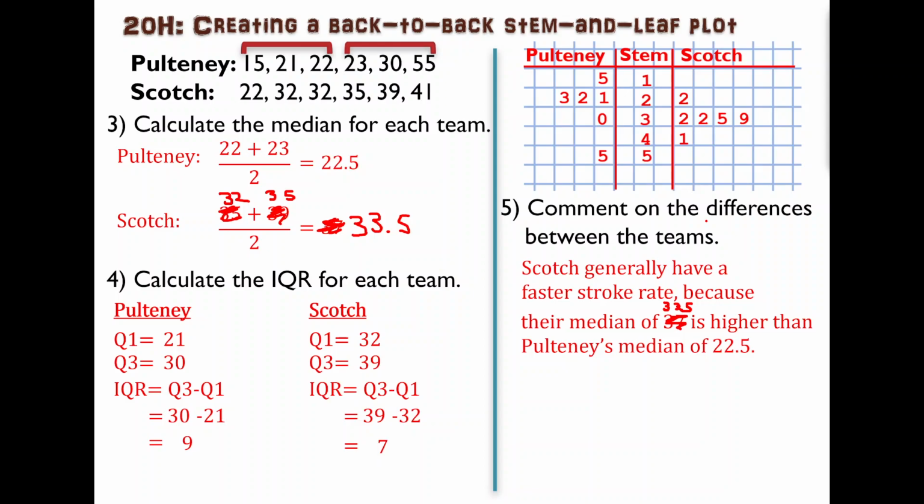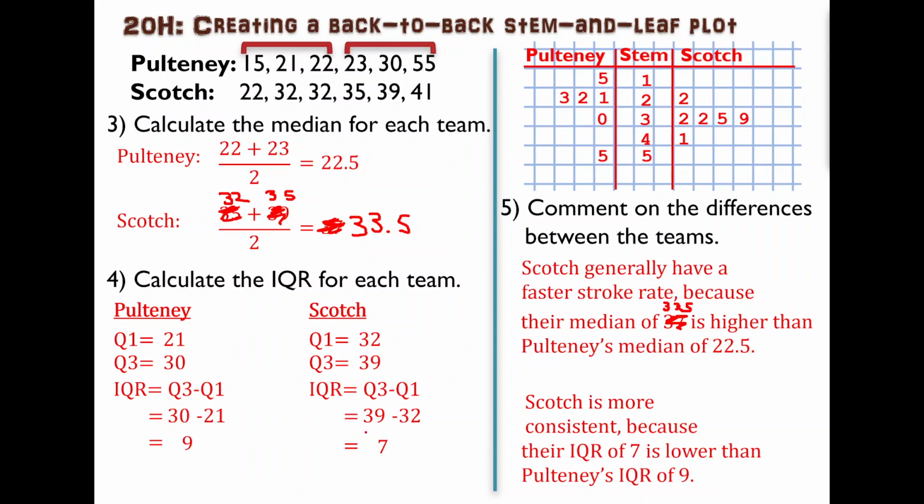And we can also comment on how consistent each team is. So, which is more consistent out of Poultney and Scotch? Which do you think is more consistent? Scotch is more consistent because, well, it looks more consistent, but let's be more objective than that. Let's base it on facts and numbers. Scotch is more consistent because their interquartile range of 7 is lower than Poultney's interquartile range of 9.